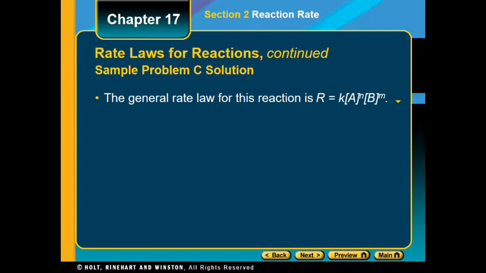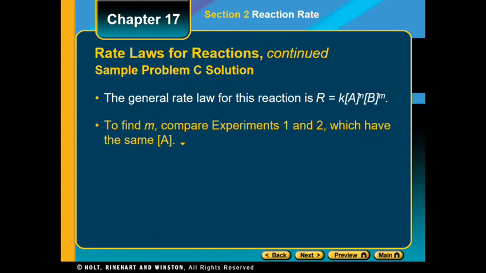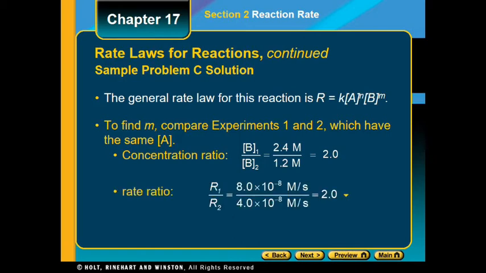So here's our general rate law. Again, we have two reactants, so we're going to see what order A and B are going to affect our rate. To find M, and this is for reactant B, we're comparing experiments 1 and 2 because A stays the same. Notice if we put the higher number on top, you see B doubles between here. That's the concentration ratio. Now we're going to look at the rate ratio.